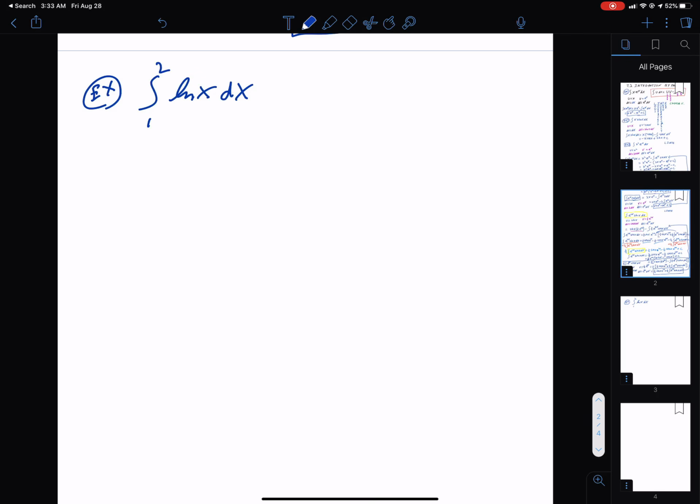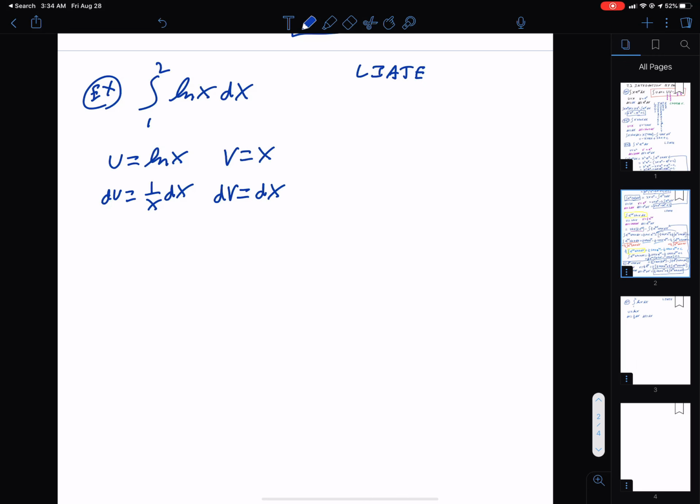So LIATE. Do we have any logs? We do. So that makes u, ln of x, everything left over is dv, which is only dx. So du is 1 over x dx. You all should know the derivative of ln of x is 1 over x. And the antiderivative of dx is just x. All right, let's do this.